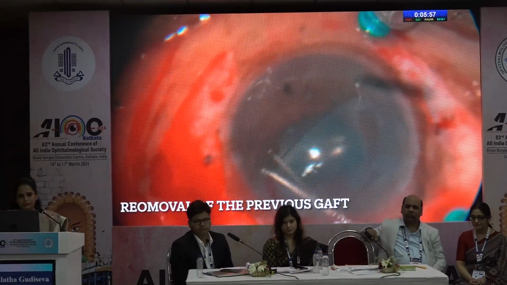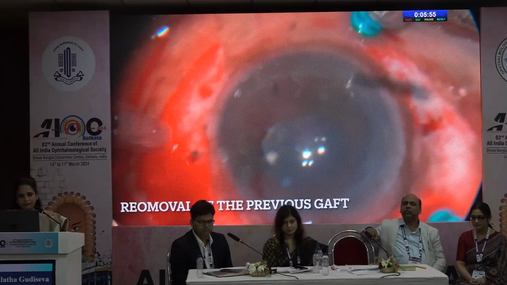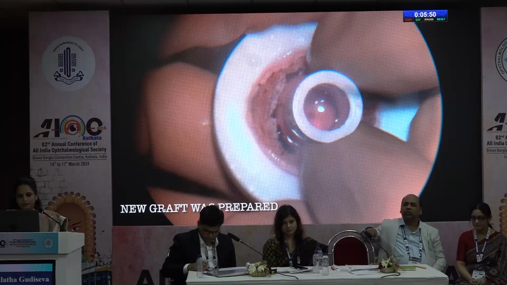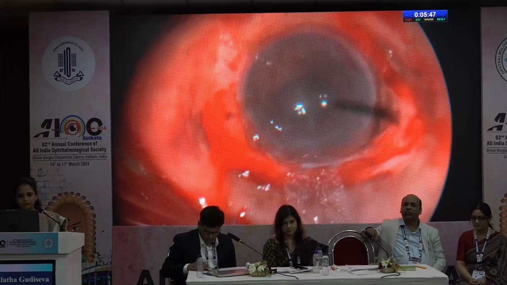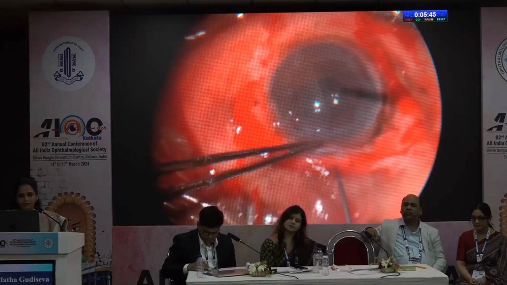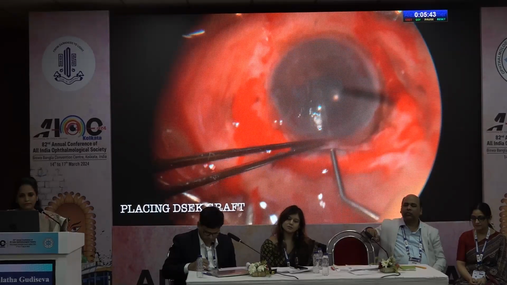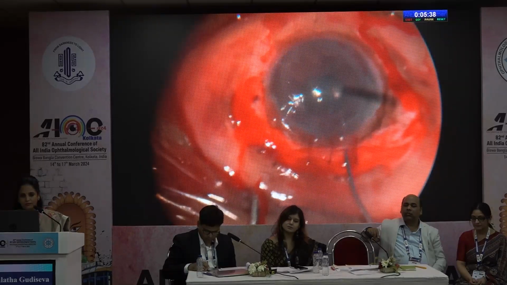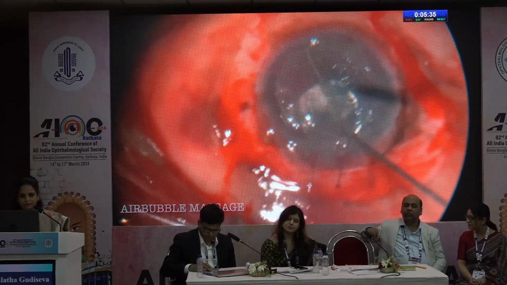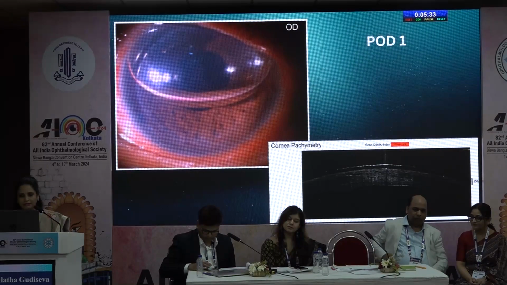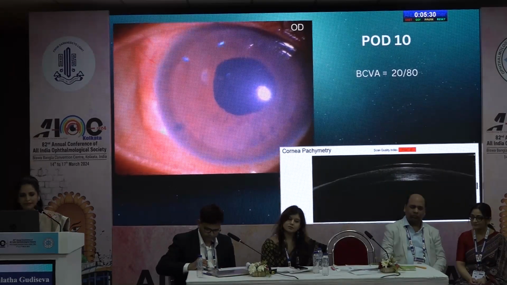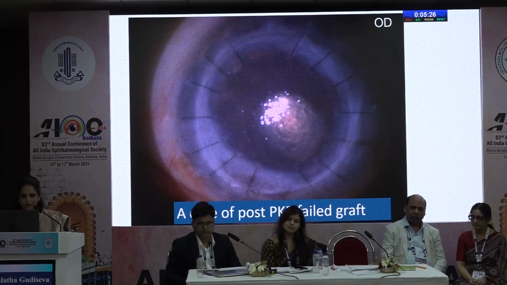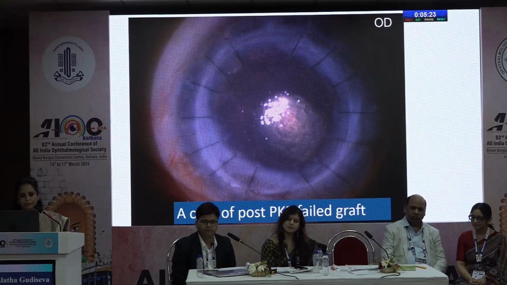The donor tissue that was prepared was inserted after removing this failed DSEK graft. The conjunctiva was closed. This patient did very well on day 1 post-op, and at 10 days and at 3 months, he has 20/60 vision.